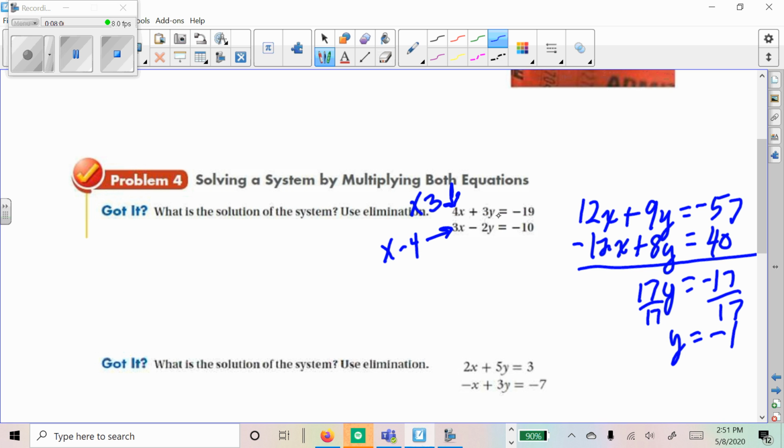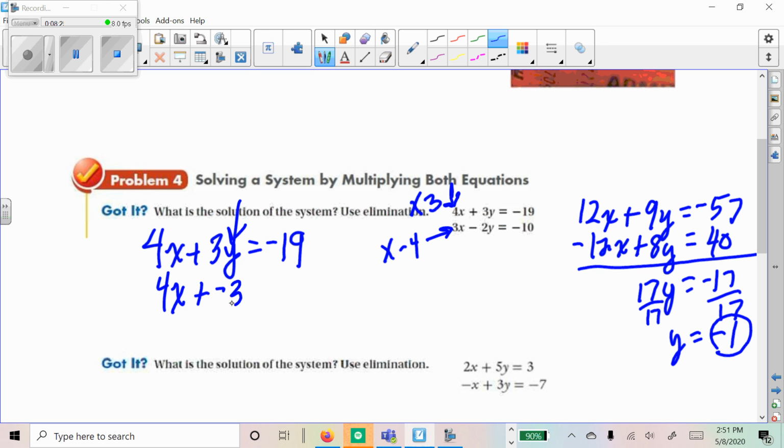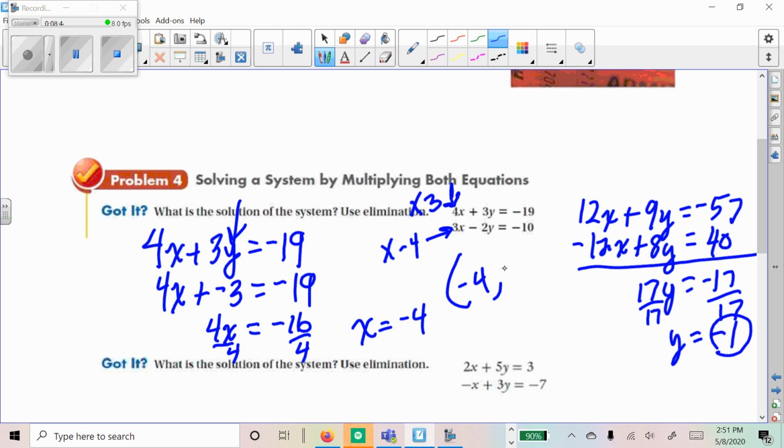I'm just going to go back and pick my favorite equation to find the x of the two original equations. And I like this one better. So now I'm going to put this negative 1 where the y is here. I'm going to do 4 times x plus 3 times negative 1. That's negative 3. I'm going to add 3 to both sides. And that gives me negative 16, dividing by 4 gives me negative 4. So there's my answer. X is negative 4, y is negative 1.